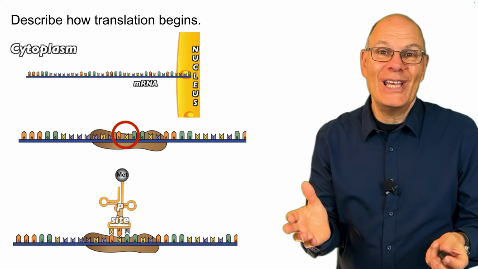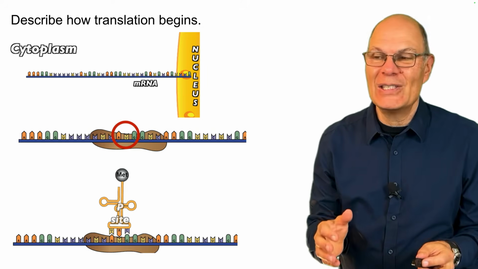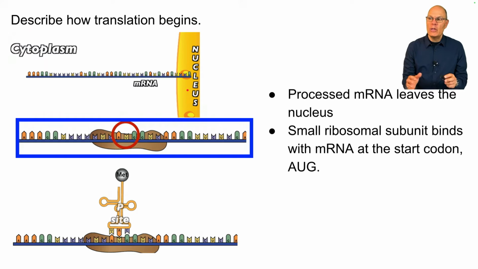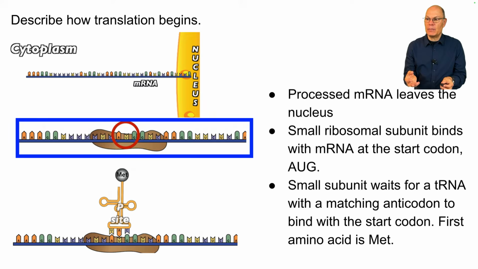Describe how translation protein synthesis begins. Processed mRNA, that means mRNA that's ready to be translated, that doesn't have any introns in it, leaves the nucleus. It'll leave through a nuclear pore. The small ribosomal subunit will bind with the mRNA and make its way over to the start codon, which is AUG. That's where translation begins.